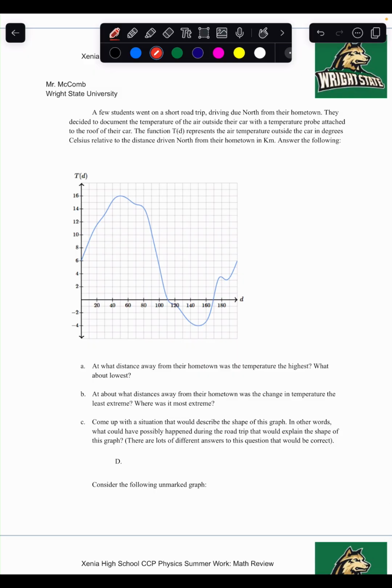We're just going to look for highest and lowest temperatures on this graph. Right, this is temperature, this is distance. So they drive, the temperature goes up, the temperature goes down. This is representing the air temperature outside the car. So highest temperature and lowest temperature is going to be easy. That's just going to be the top and bottom point of our graph. Looks like here and here. That's the top, that's the bottom. 16 degrees Celsius was the highest, looks like. And then, what, negative 4 maybe? Yeah. Negative 4 degrees Celsius was the lowest.